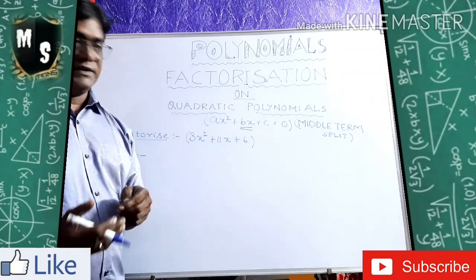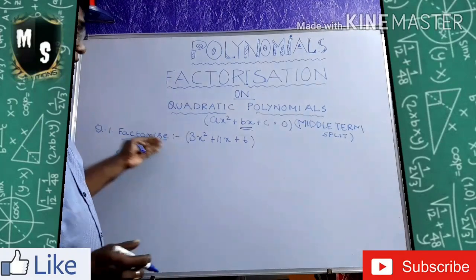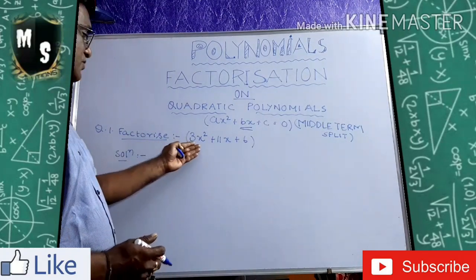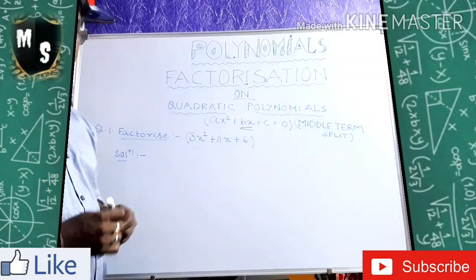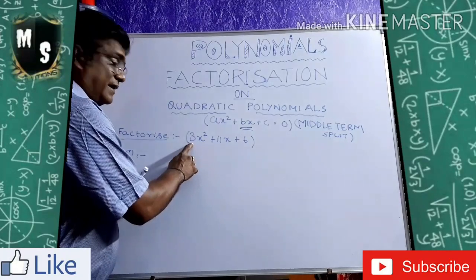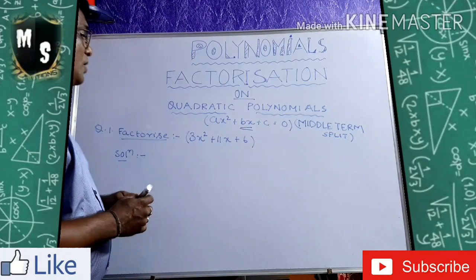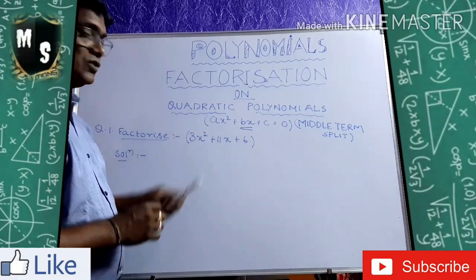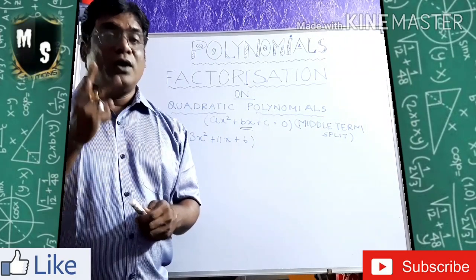The question is from your book. Factorize 3x square plus 11x plus 6. Very clearly, see it is a degree 2 polynomial. The degree is 2 here, and a is 3, in ax square plus bx plus c. So now our middle term is 11x. I said already, a degree 2 polynomial always gives you two roots.